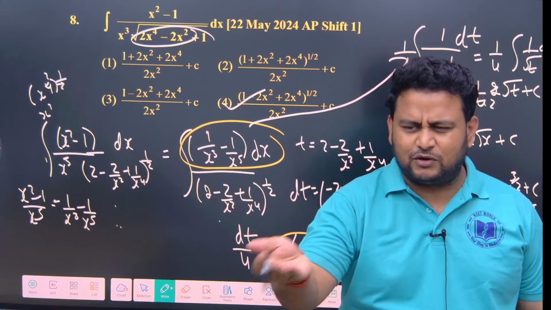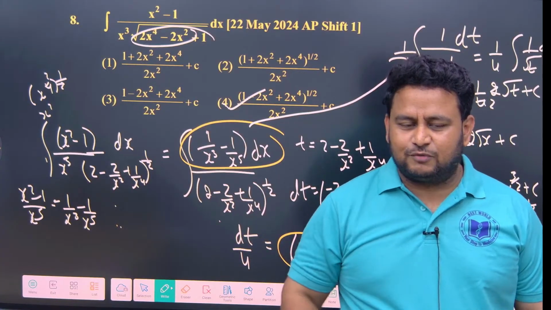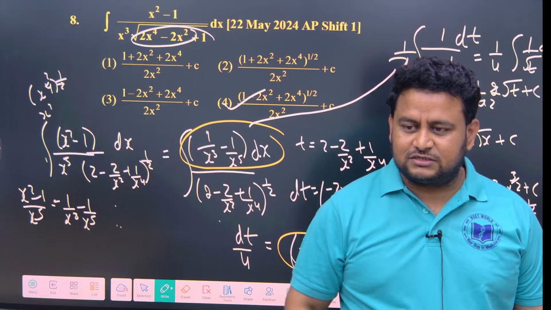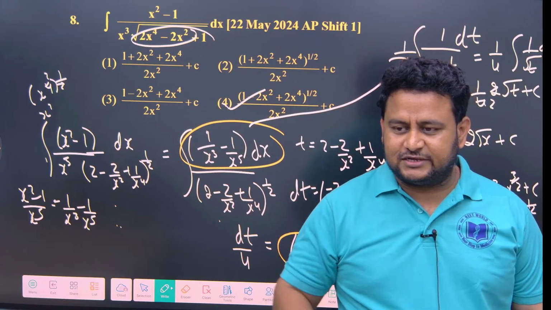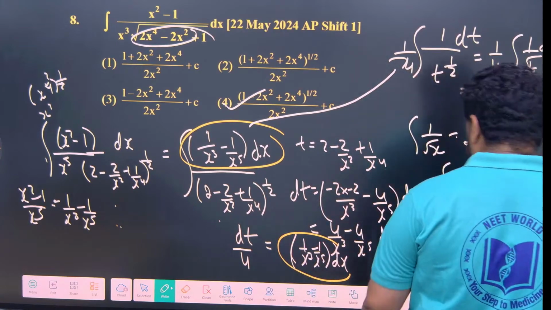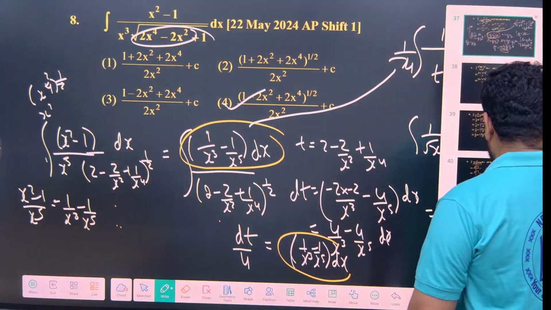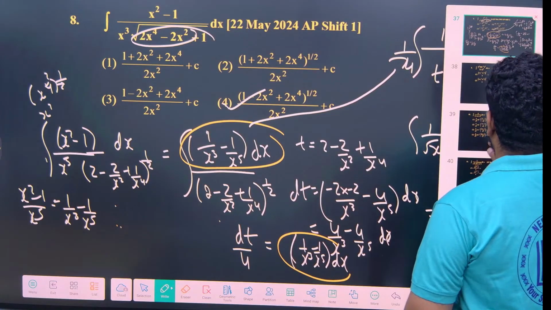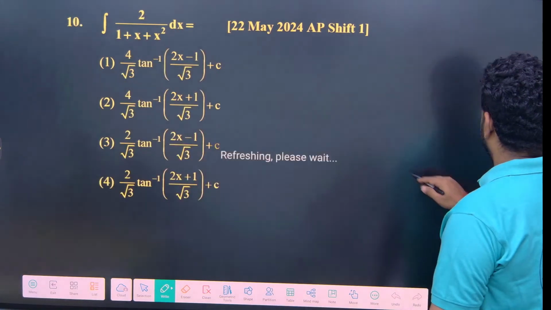Exercise 7.2 you have in NCERT. 7.1 is normal integration. 7.2 is integration by substitution. 7.3 is using trigonometric substitutions. That's all. Now, trigonometric identities, I am talking about CBSE students. Leave it. Don't worry.